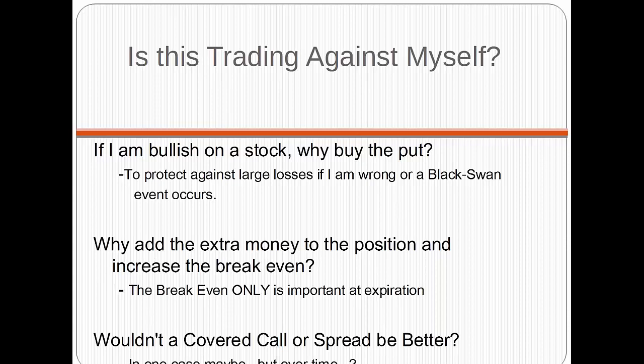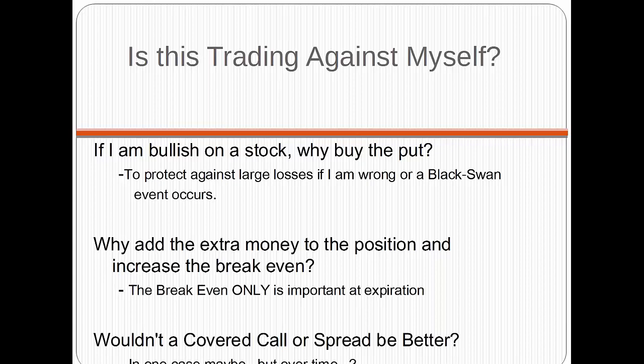Why add the extra money to the position, increase the break-even? I already talked about that. The break-even only happens at expiration. This is not me being down $5.40 for buying that put on Texas Instruments. This is not me being $3.45 down as soon as I open the position. The key to remember is that I have 2 working assets. I have a stock and I have a put. It just so happens that the put protects the stock, which is 90% of what I, maybe probably more like 70%, 60% of what I invested in the position.